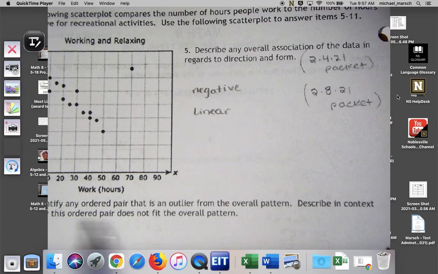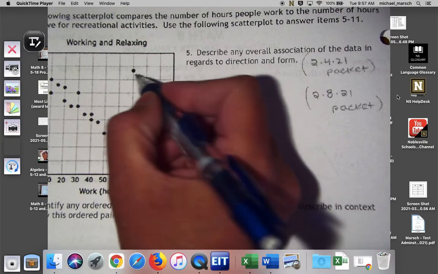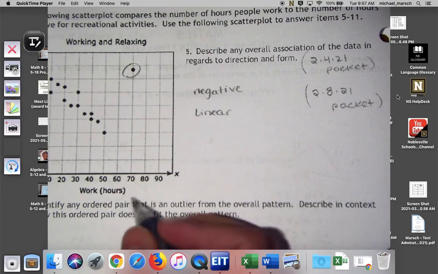Number 6 says identify any ordered pair that's an outlier. Okay, this is clearly an outlier, right? So our ordered pair is 70.